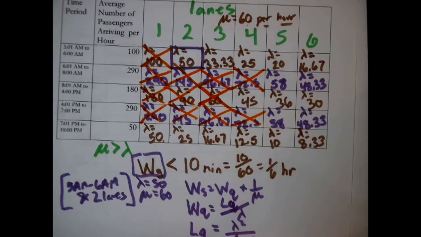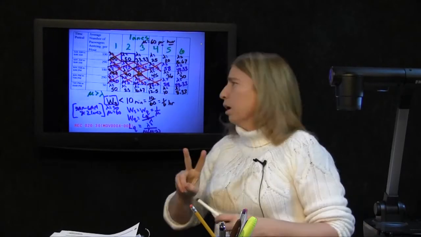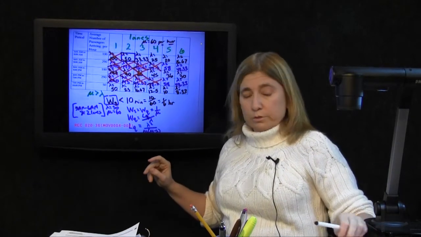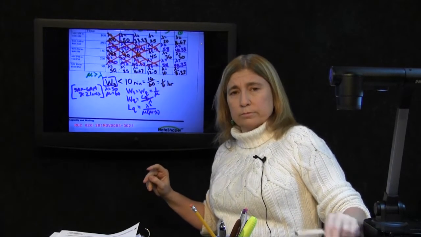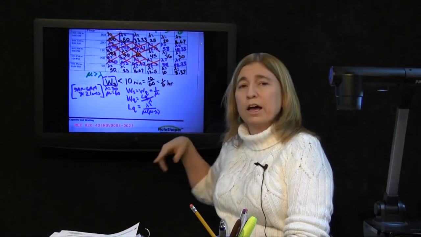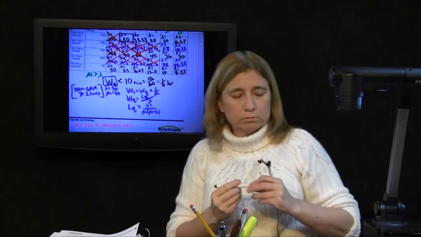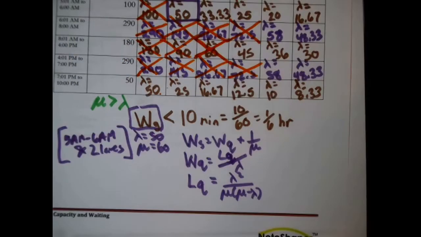Now remember, we're still just evaluating 5 a.m. to 6 a.m. with 2 lanes open. And we need all 3 of these formulas to do that, because we're going to have to start at the bottom of the list, fill that in, and then substitute it up. So let me fill that in.